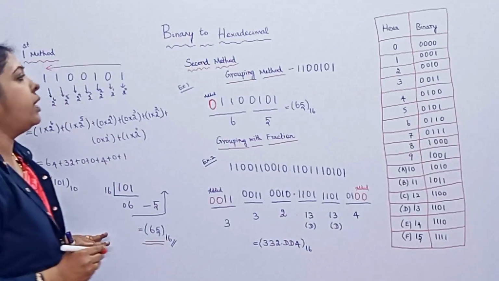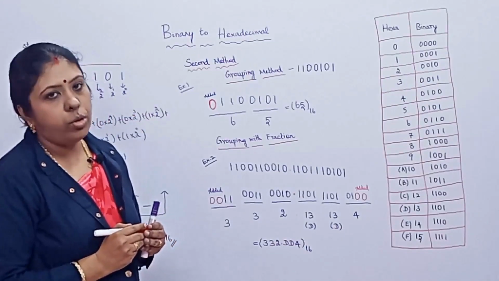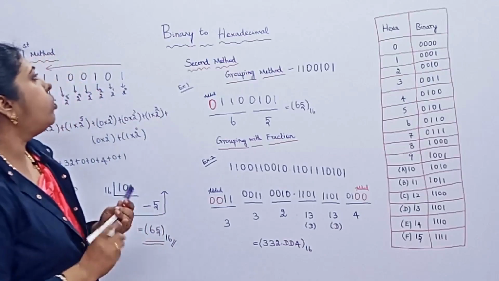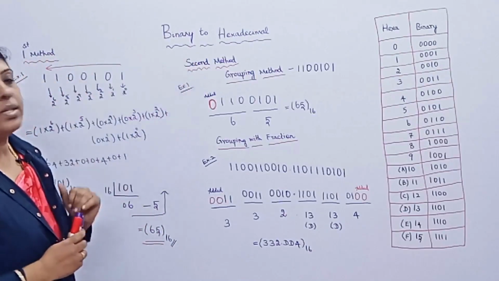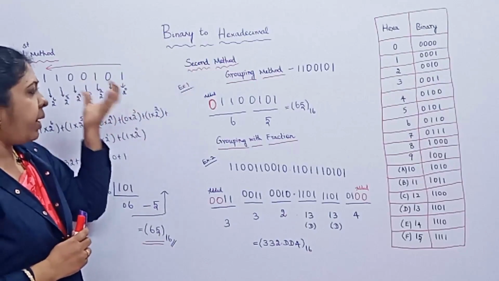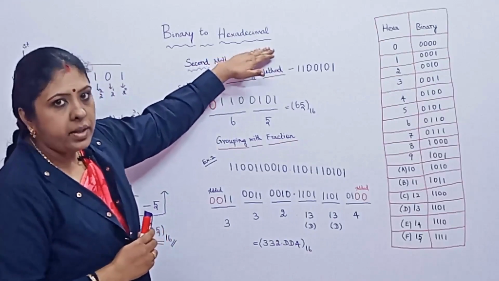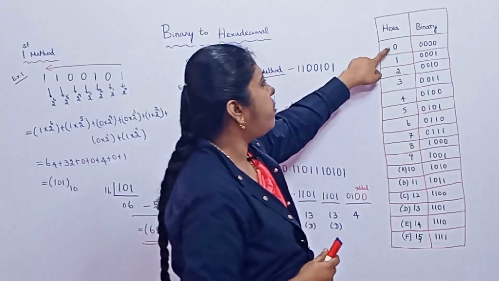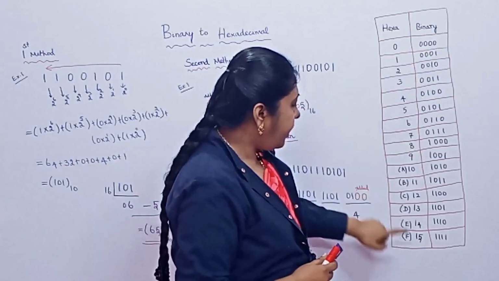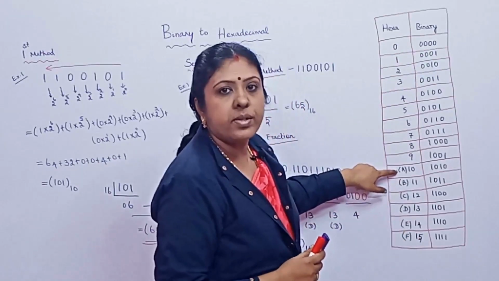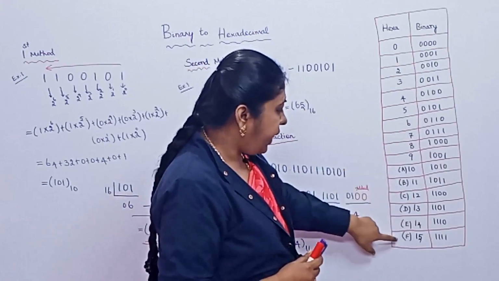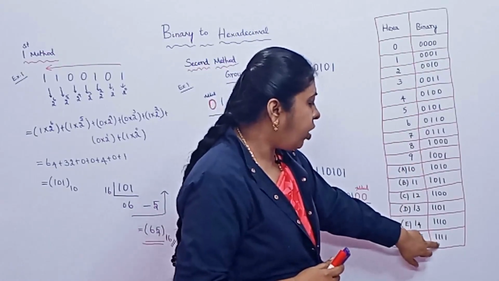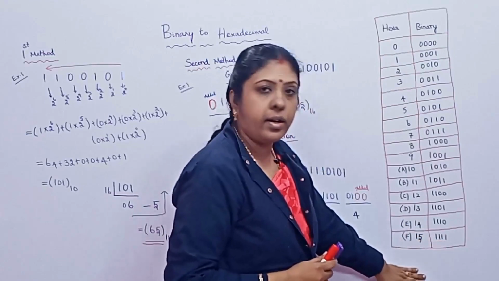Now we are going to see the second method, that is the grouping method, and how the numbers can be grouped so that a value can be attained. We all know that a hexadecimal number can be represented in the binary number system by four-digit numbers. Consider this table. 0 is represented as 0000, till it attains 15. From 10 onwards it is represented by alphabets, 10 to 15 being A to F. 10 is represented as 1010 and 15 is represented as 1111. We all know this table already.